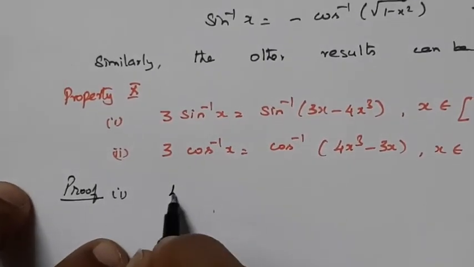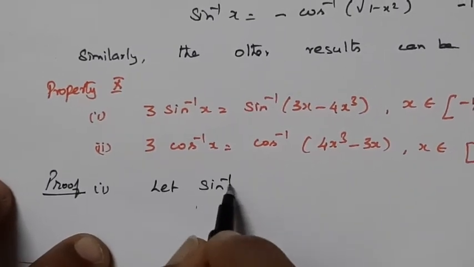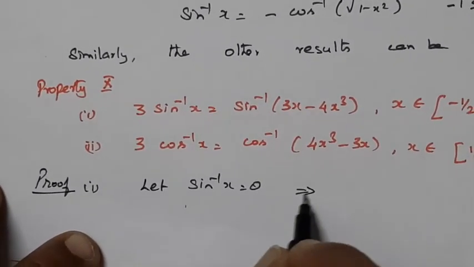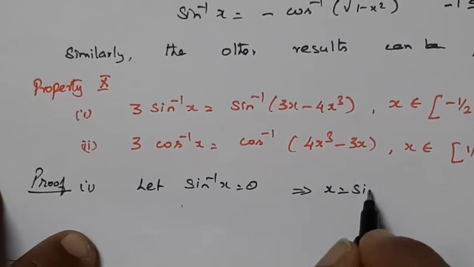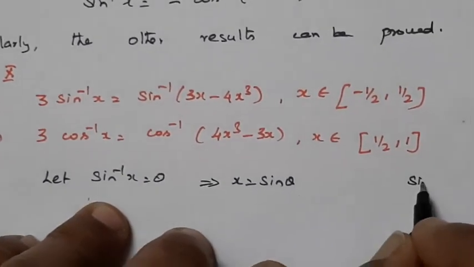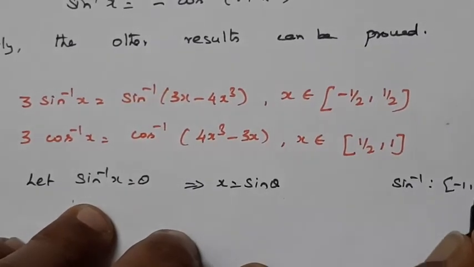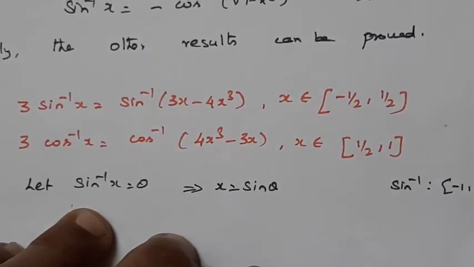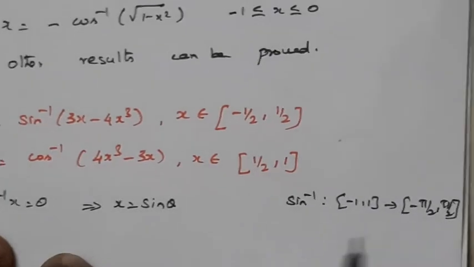So, to start with, let us take sin inverse of x to be theta. So, by definition, we have x is equal to sin theta. As sin inverse has a domain minus 1 comma 1 and the range is the closed interval minus pi by 2 to pi by 2.